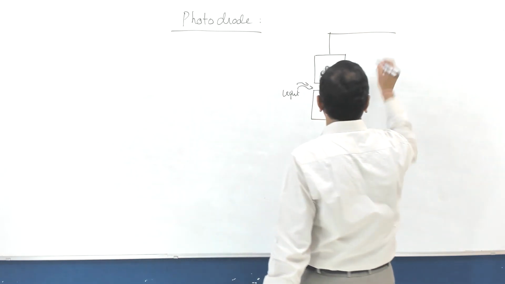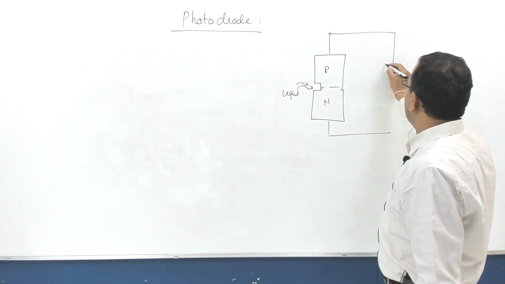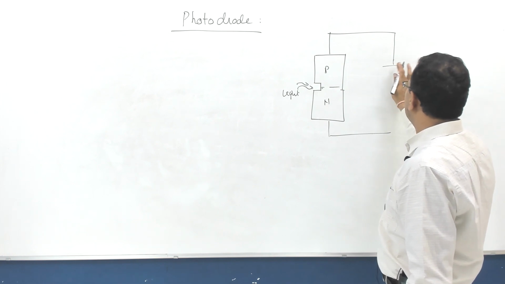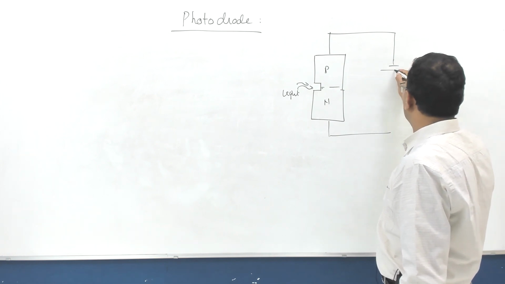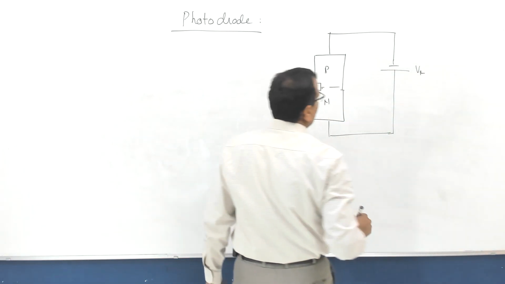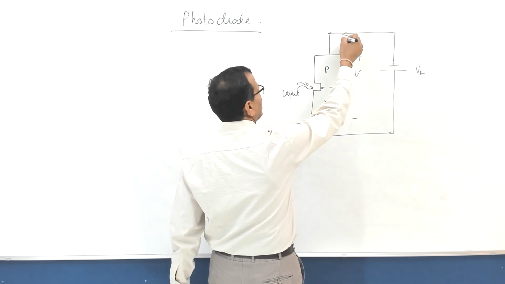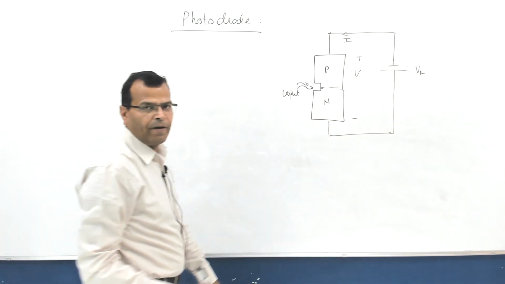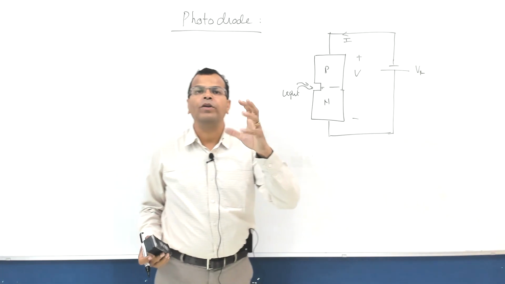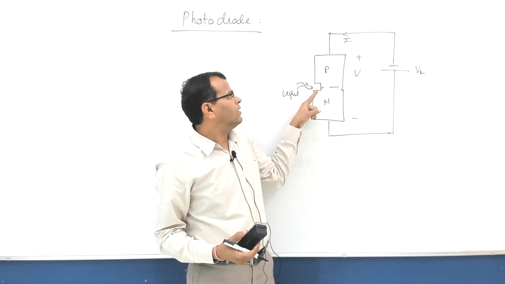We have a reverse biased diode. The diode is reverse biased here. This is the reverse biasing voltage. Say the voltage across the diode is V, and the current through the diode is I. So if it is reverse biased, let us see how it is going to operate, how it is going to behave.